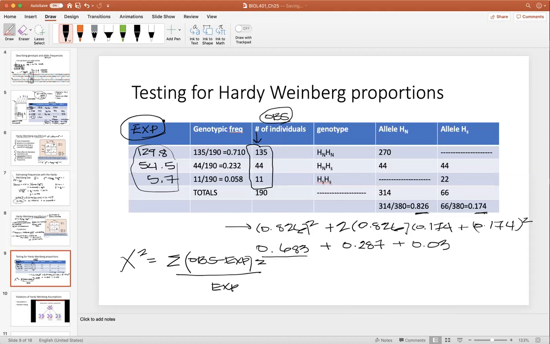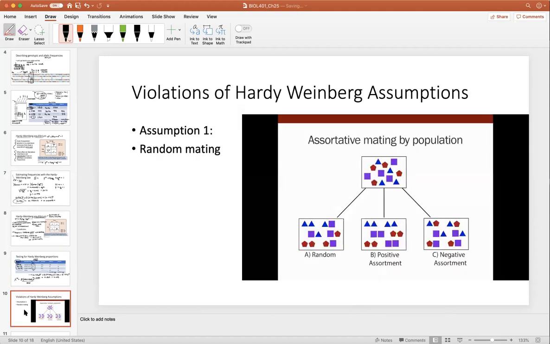So let's talk a little bit about what happens in populations when you violate assumptions of Hardy-Weinberg equilibrium. First of all, let's talk about one of the first assumptions I mentioned, and that is random mating. And so what do I mean by random mating? If you truly have random mating, then this individual has an equal probability of mating with any other individual in the population. So any of these individuals, you could pair up any of these triangles and purple squares and red pentagons. So that would be random.